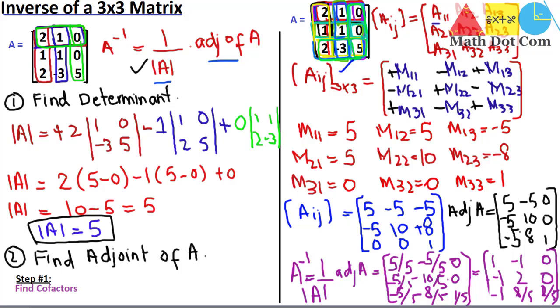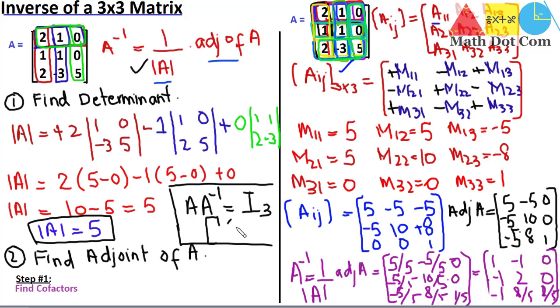Now one thing is left as an exercise for you: you have to check whether this inverse is right or not. For that you have to use this method. A times A inverse should be equal to the identity matrix. It means when you multiply this inverse matrix with the original A matrix, you should get an identity matrix of order 3, that is like this: 1 0 0, 0 1 0, 0 0 1. That is a matrix having ones in the diagonal. So if you get a matrix like this, it means your inverse is right.